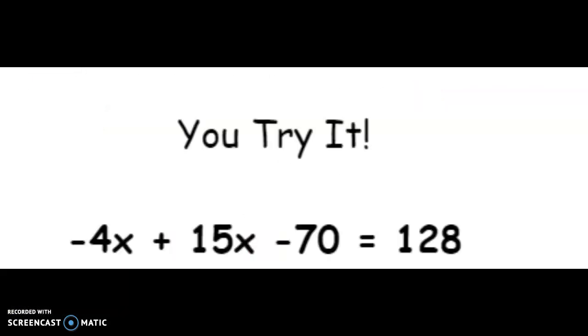All right, it's time for the you try it. Negative 4x plus 15x minus 70 equals 128. Copy down the problem, work through the steps, and then we'll go over them together. Don't skip this part. It's really important.